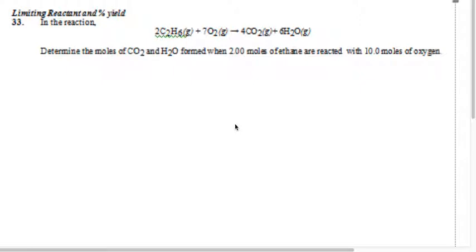So let's start with this problem. This problem says determine the moles of CO2 and H2O formed when 2 moles of ethane react with 10 moles of oxygen. So I'm looking for moles of each of these when I start with 2 moles of ethane and 10 moles of oxygen.